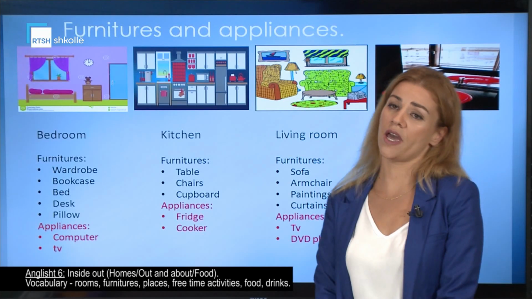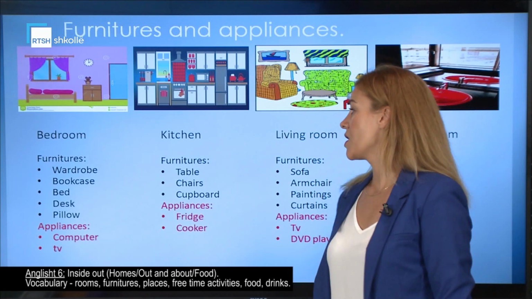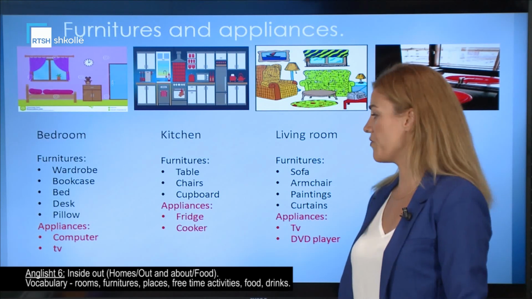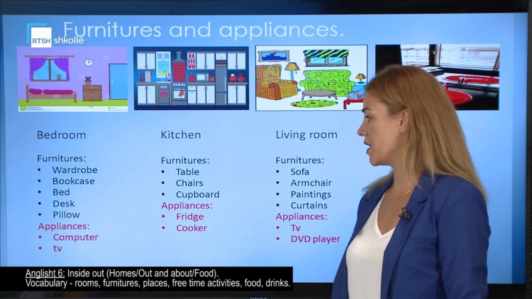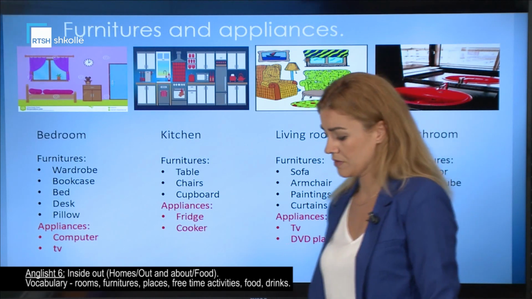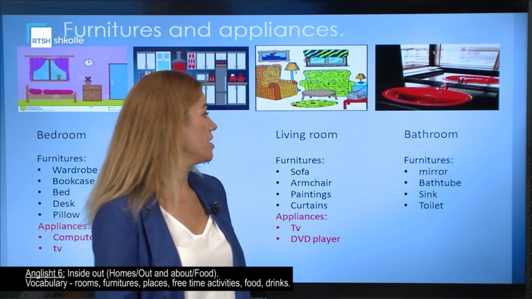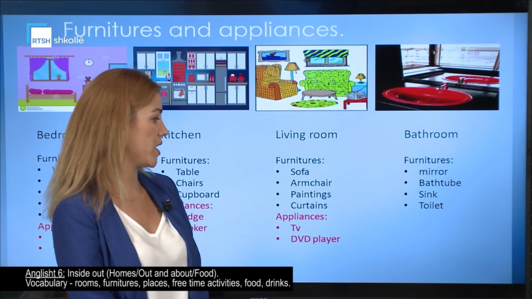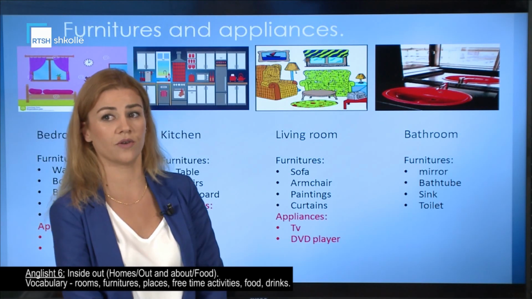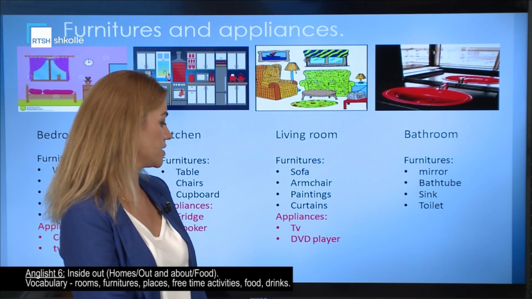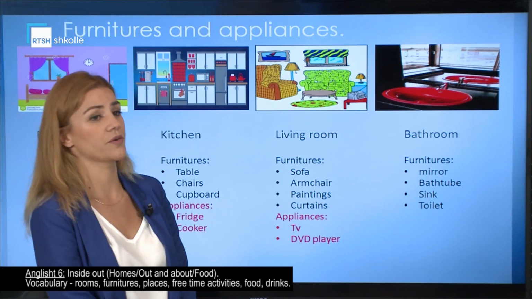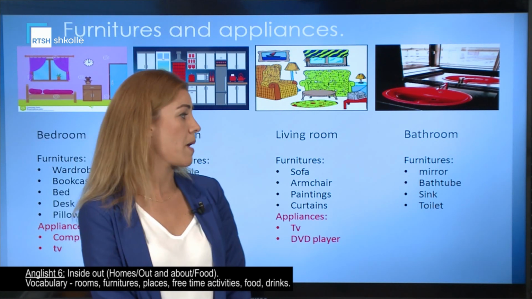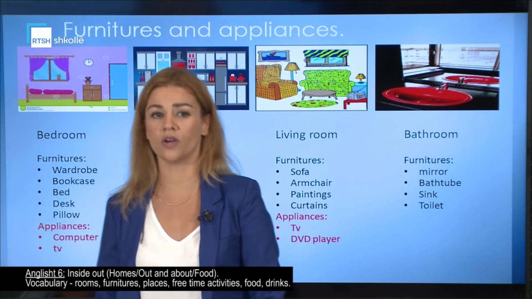Let's see what we have in the kitchen. Table, chairs and cupboard. Also we find appliances like fridge and cooker. Now let's see the living room. We find furniture like sofa, armchair, paintings, curtains, etc. And appliances like TV or DVD player. And in a bathroom, we've got a mirror, bathtub, sink and toilet.